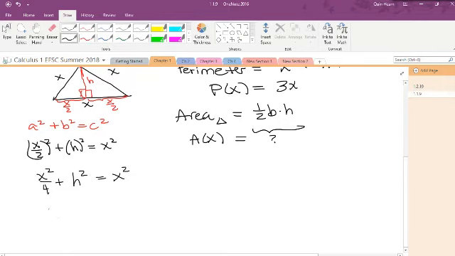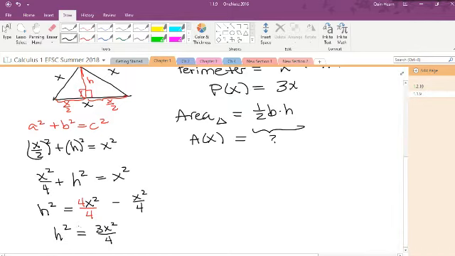I can subtract x squared over 4 over to the other side, so we have h squared equals x squared minus x squared over 4. Which, by the way, getting a common denominator here, you can think of this as 4x squared over 4, right? So we have that h squared is equal to 4x squared minus x squared, which is 3x squared over 4.